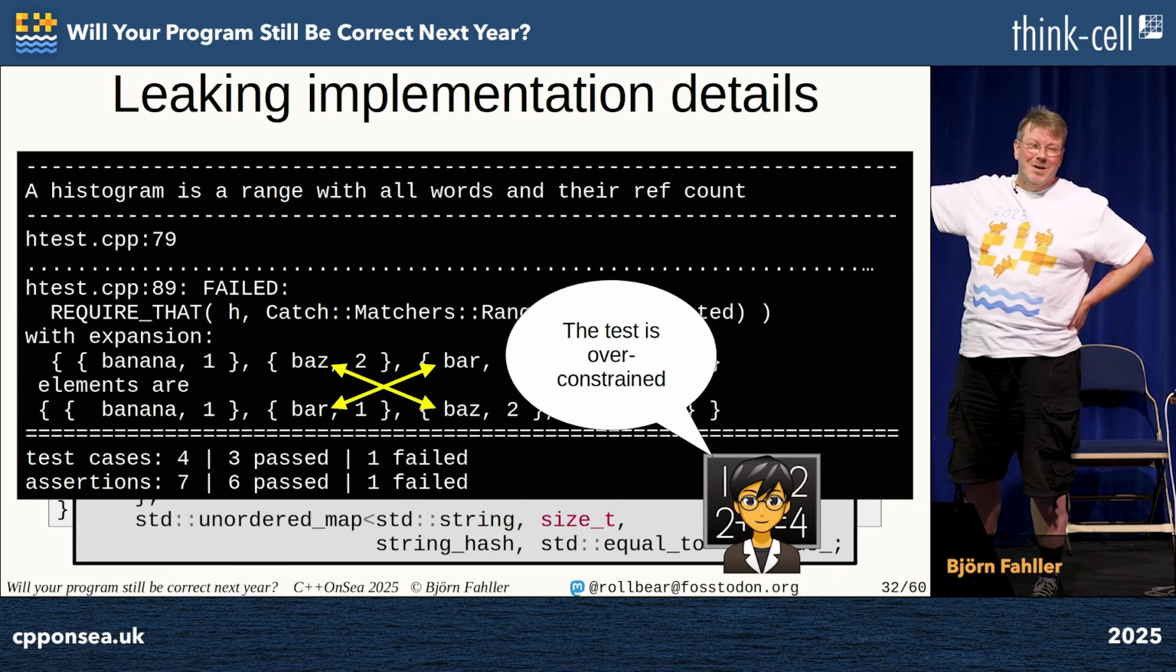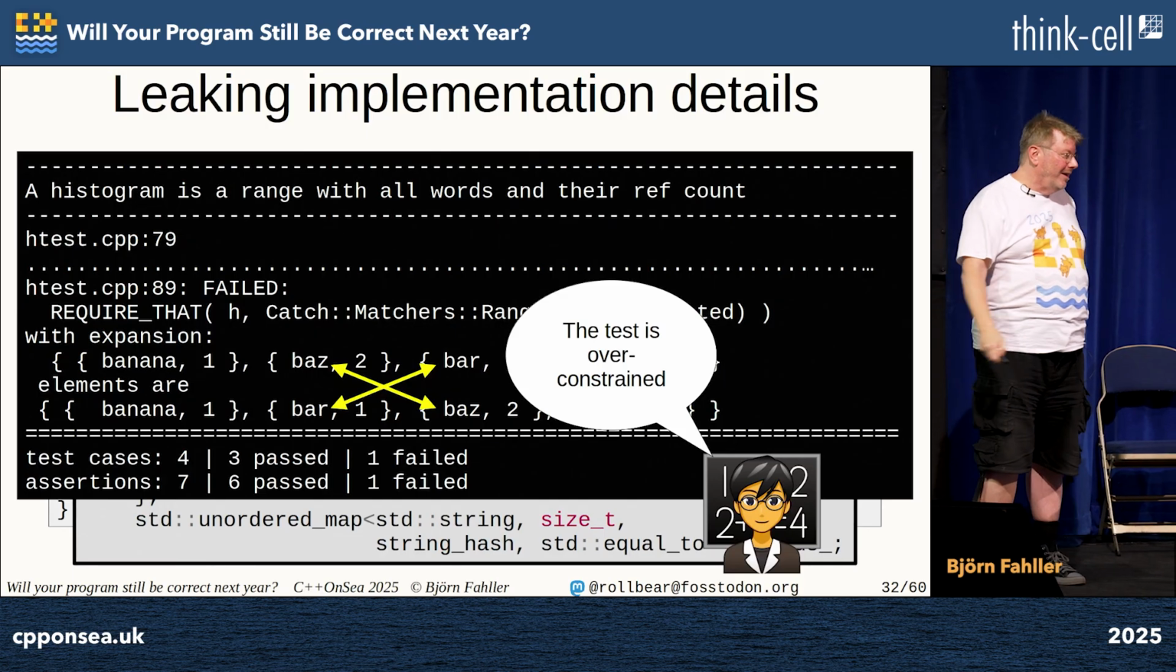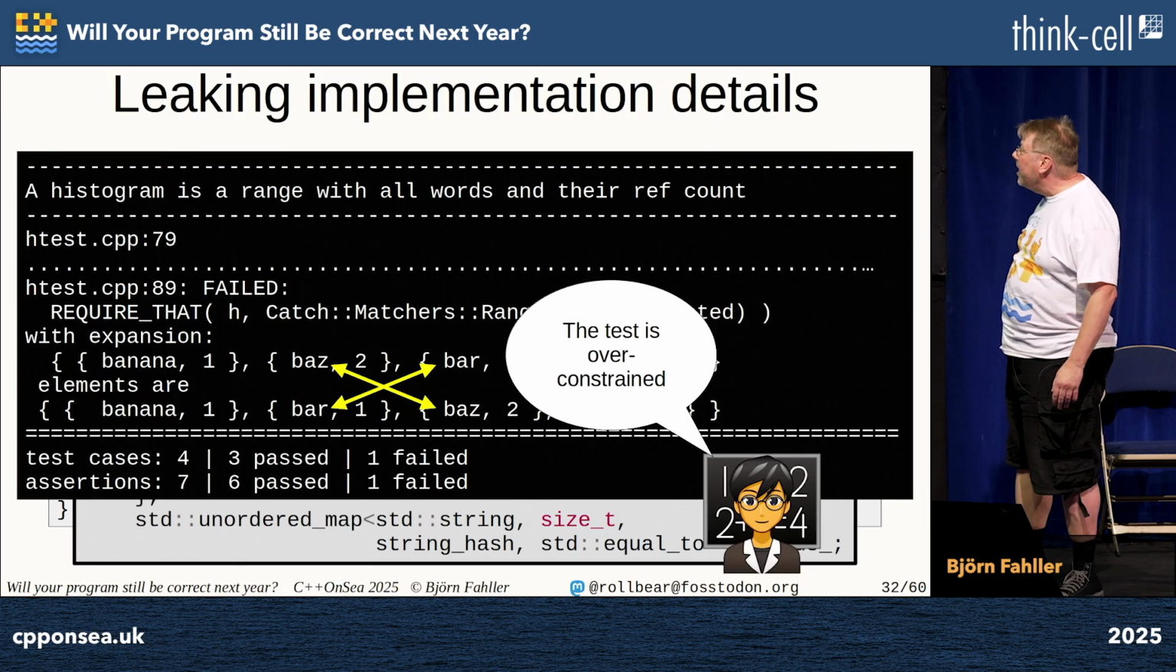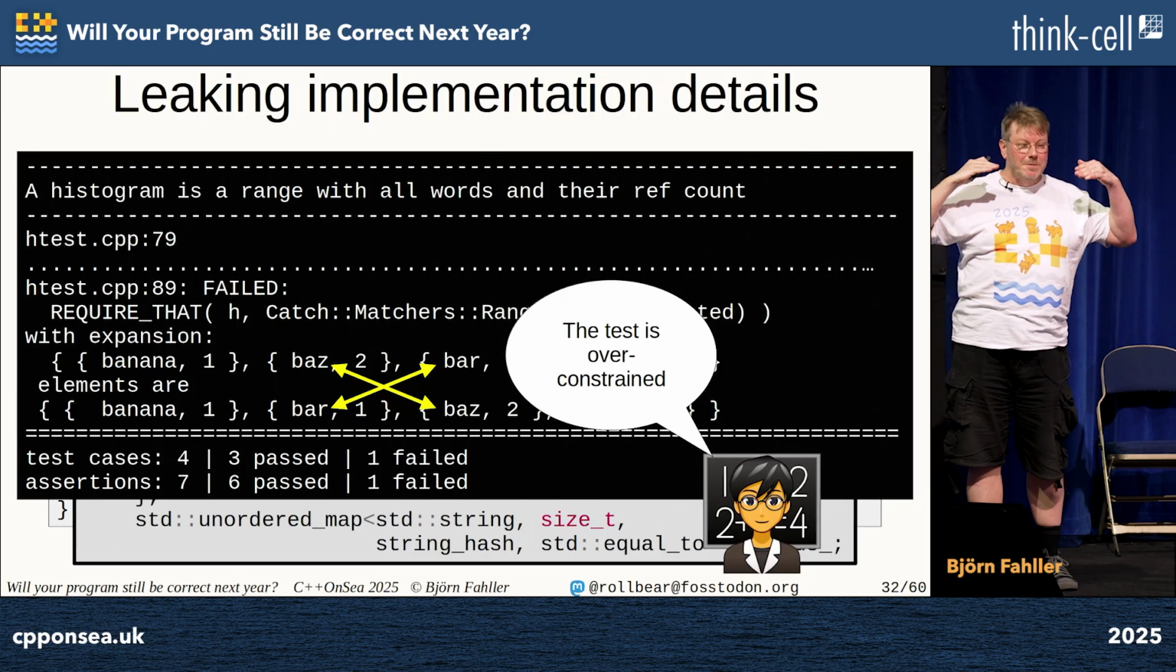If it has changed once, it will change again. You will use some other underlying container instead for whatever reason, then it will fail again. The problem is not the specific order. The problem is that you have specified an order.